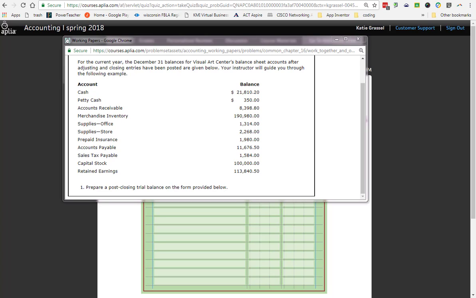The last step is to close dividends. Dividends is like drawings. It's what's taken out of the business to pay to their owners. And that is going to be closed as well. So you're going to have four closing entries.